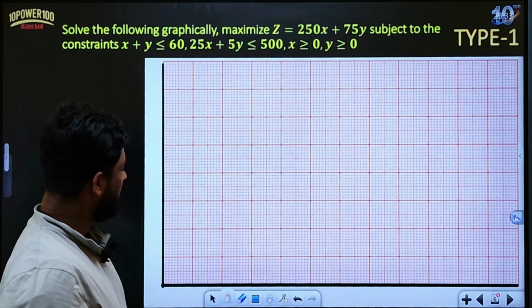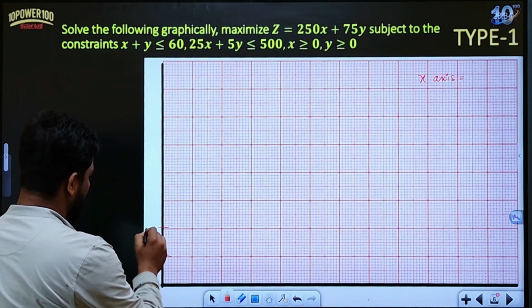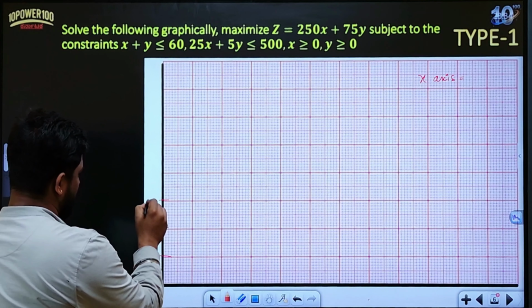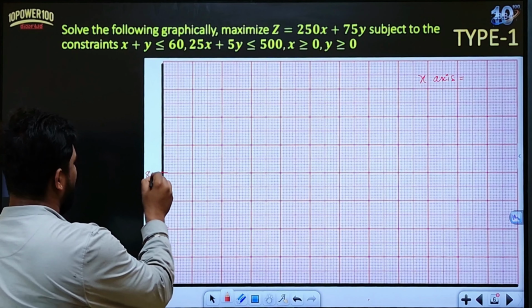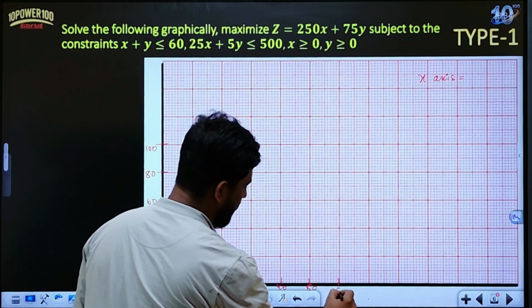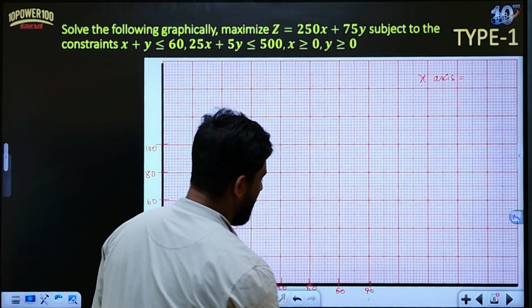On the x-axis, look at the scale. It's actually 60 and 100, no? So maximum we need 100 here, and here it is 60. So we take 20, 40, 60, 80, and here it is 100. And here we go for 10, 20, 30, 40, 50, 60, 70. Maximum 60 we need here.